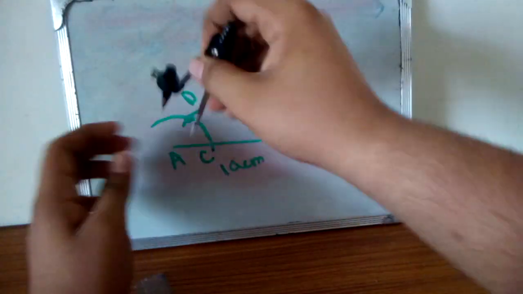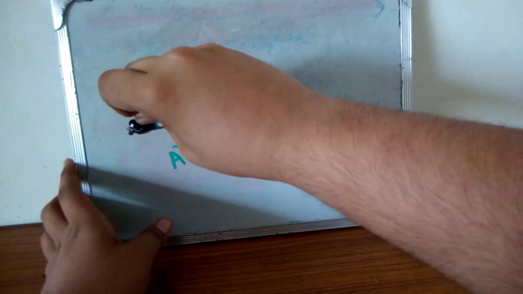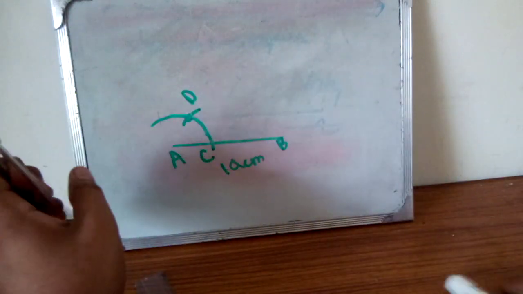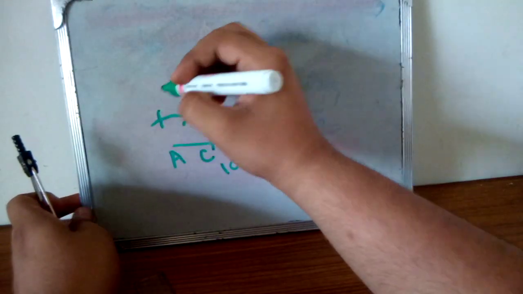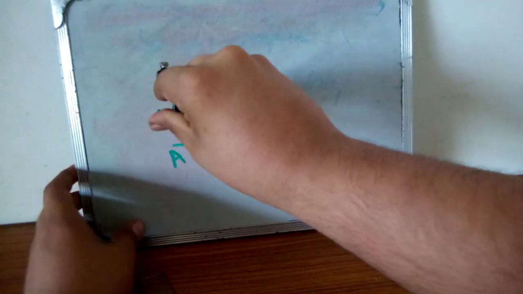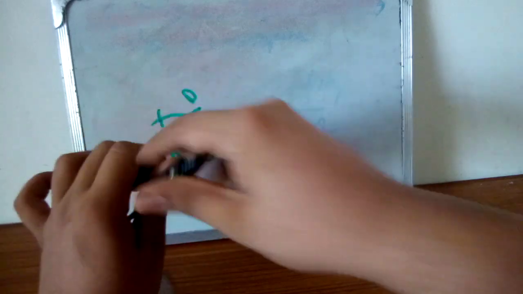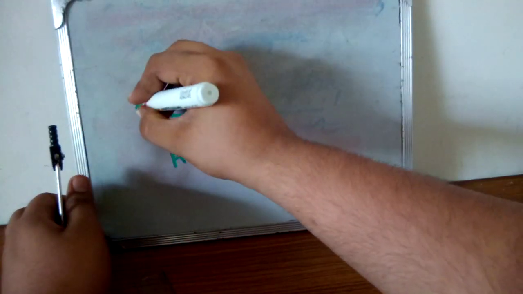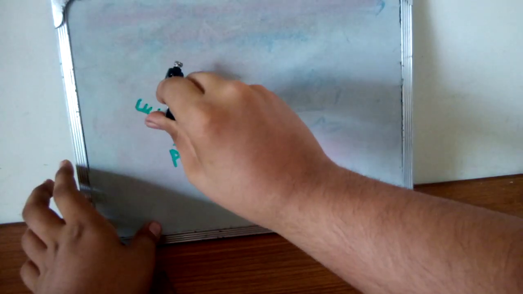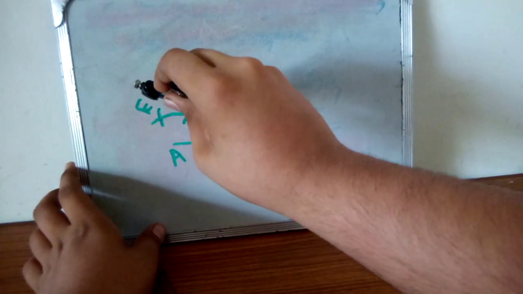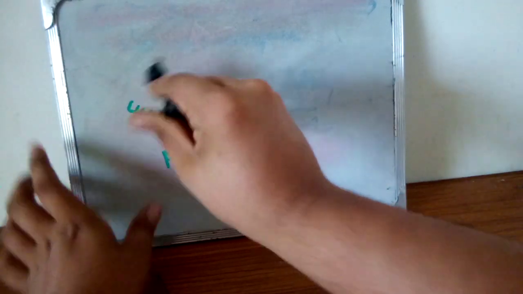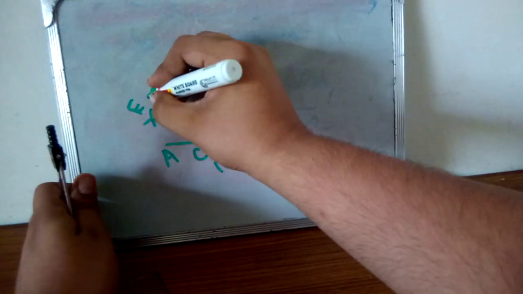and make an arc to intersect this arc. This is the arc. And then with the same radius, do not change the radius, make an arc from point E in the upward direction, and then make an arc from point D to intersect the previously drawn arc. These are the arcs.